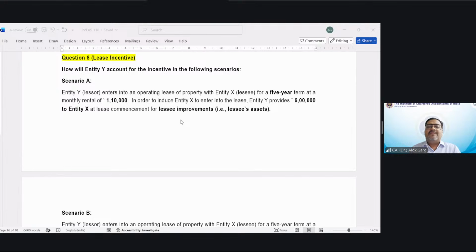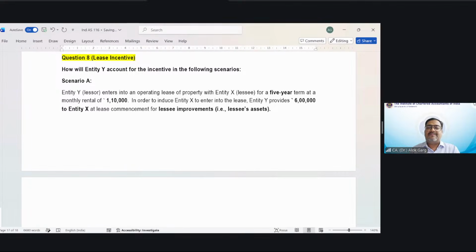Friends, is this a case of operating lease or finance lease from the lessor perspective? What is the case? Operating lease or finance lease? It is already given. It is a case of operating lease. Right? It is a case of operating lease. Okay.